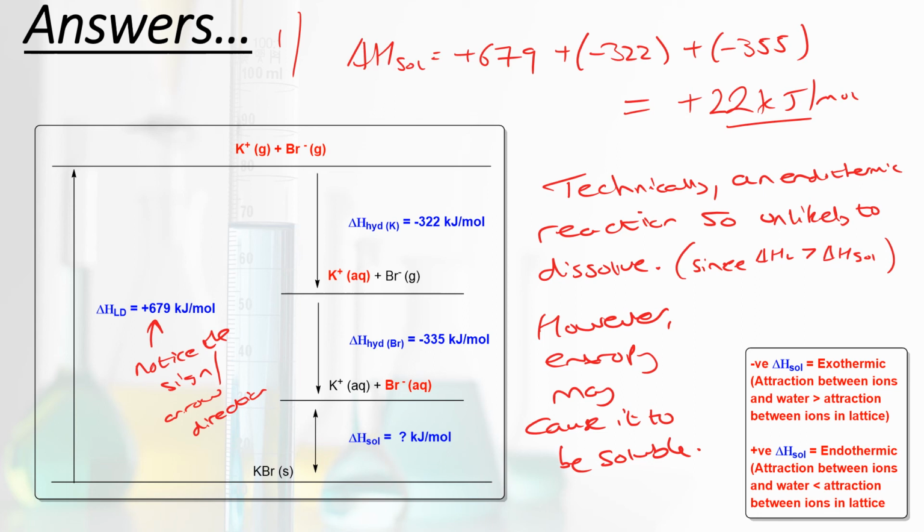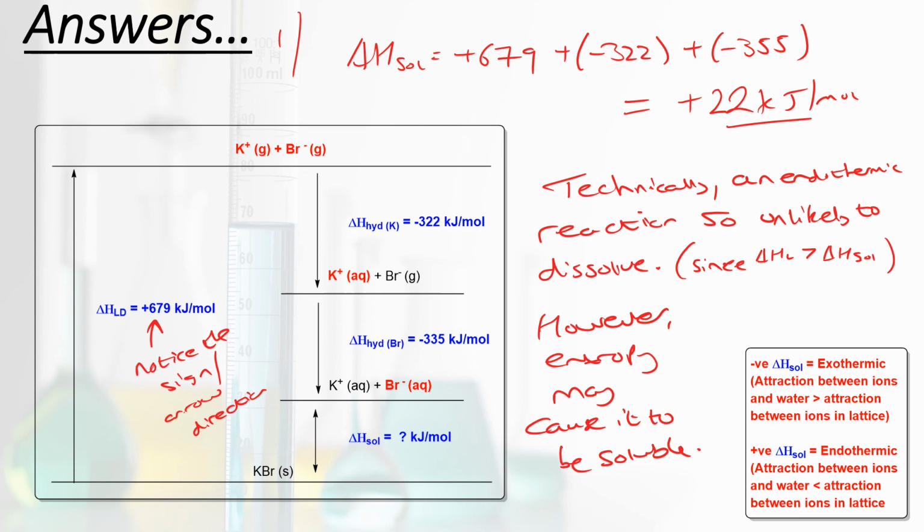So I'm going to go right from the bottom right to the top. That's our dissociation enthalpy. So plus 679 because I'm going with the arrow. Remember, if you were given the formation, you'd have to flip that arrow and flip the sign of that enthalpy change. And then I just add the 2 hydration ones together. So it's plus minus 322 plus minus 355. And when you do that calculation, you end up with an enthalpy change of solution for KBr to be plus 22 kilojoules per mole.